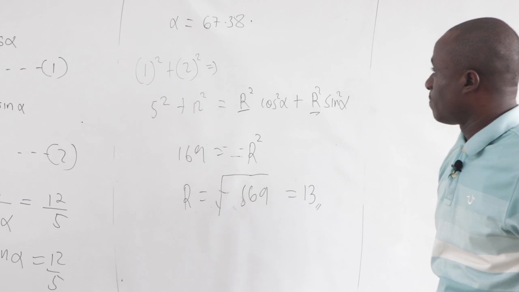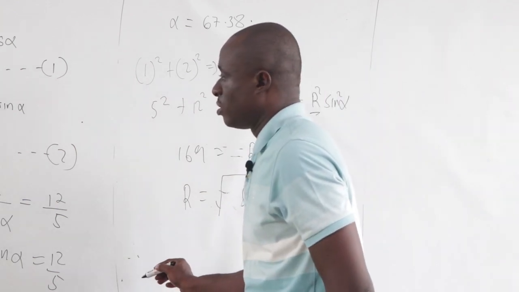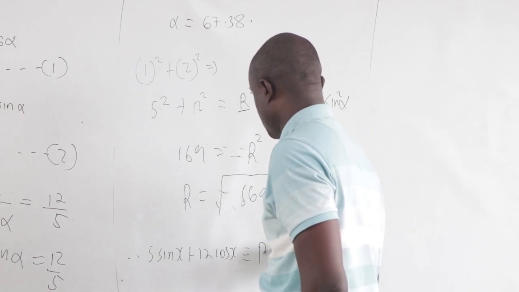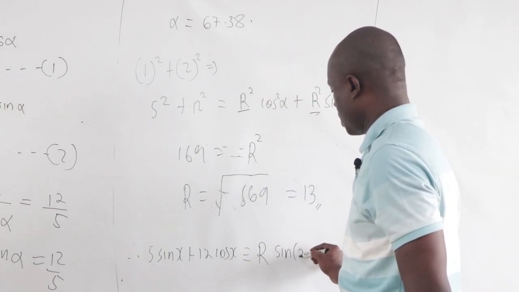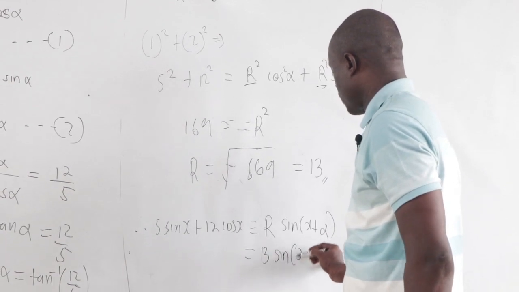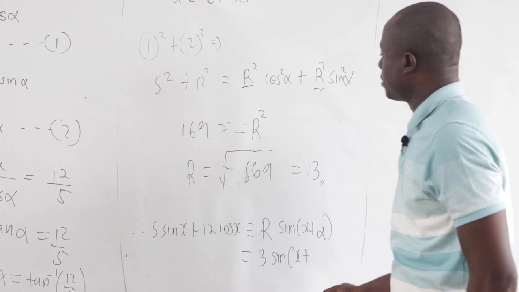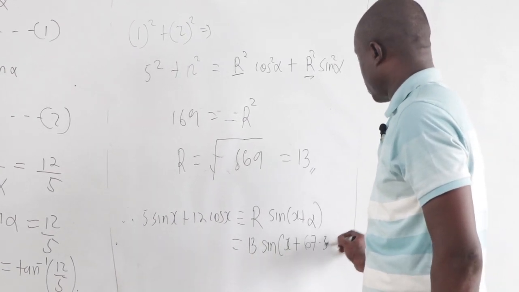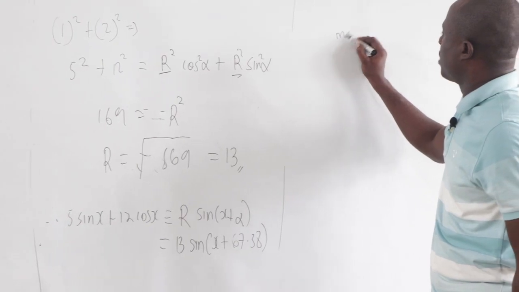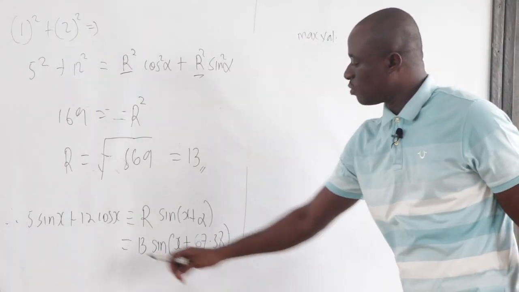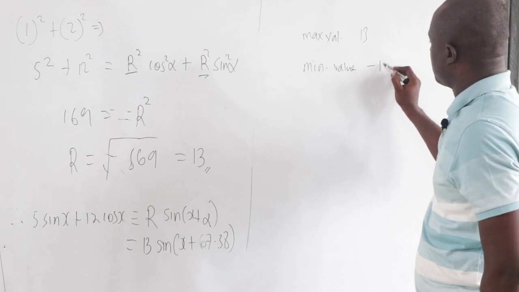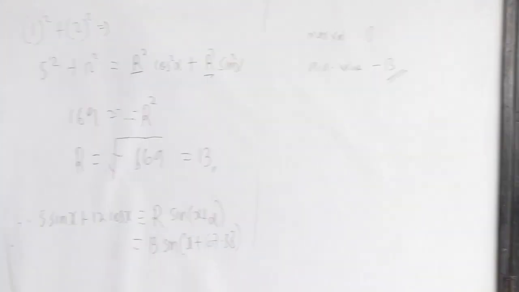So therefore our 5 sine x plus 12 cos x is equivalent to what? R sine x plus alpha. Now what is r? 13. Sine x plus, what is the angle? The angle is 67.38. Now, looking at this, clearly the maximum value is always what is multiplying it, which is 13. And then the minimum value is negative 13.